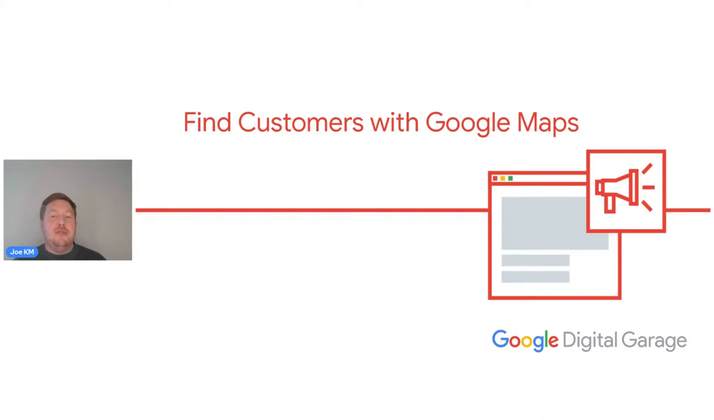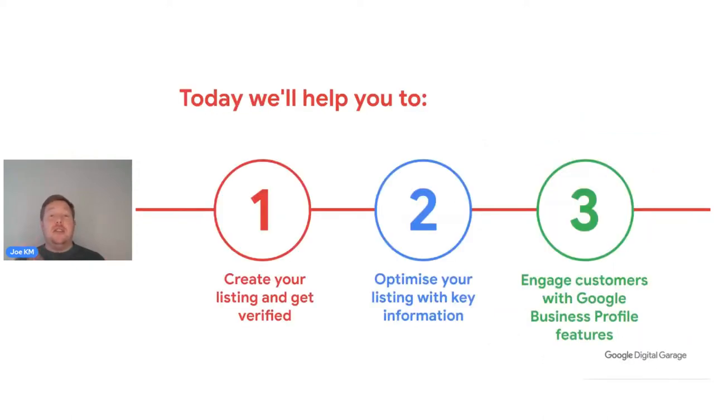Throughout today's session, we're going to have it in three chunks. As I said, they are: create your listing and get verified, optimize your listing with key information, and last of all, engage customers with Google Business Profile features. This is going to be a solid session for you to take away a lot of information, make some points and take some notes so that you can action these after the session.